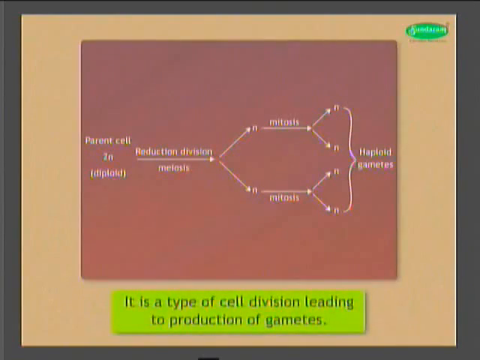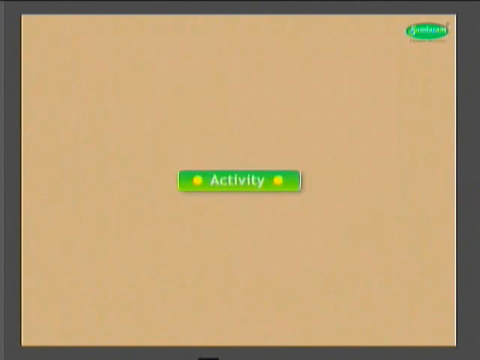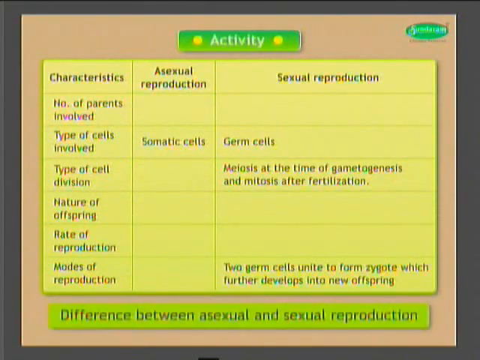Meiosis. It is a type of cell division leading to the production of gametes. It occurs in reproductive cells. Activity. Students, try to complete the table to get the difference between asexual and sexual reproduction.